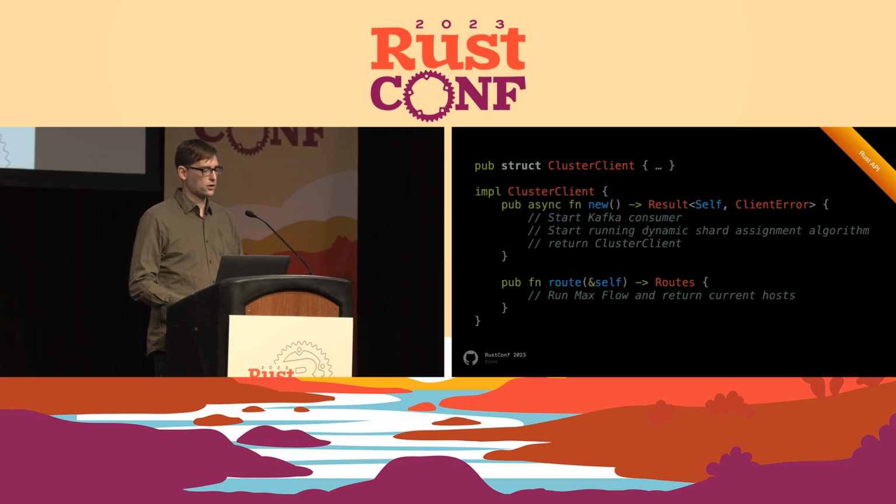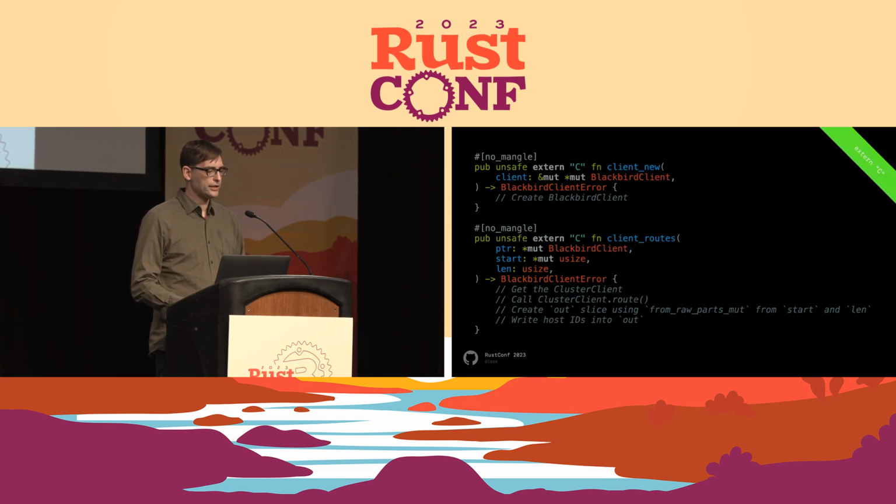Then we have our cluster client. This is the thing that does the dynamic shard assignment. So it's starting the Kafka consumer and running the algorithm for that. And then it has this method, route, which returns the current routes. That is, which hosts do I need to contact for which shard? And this needs to be run before every single search request so that you get the current picture of the world.